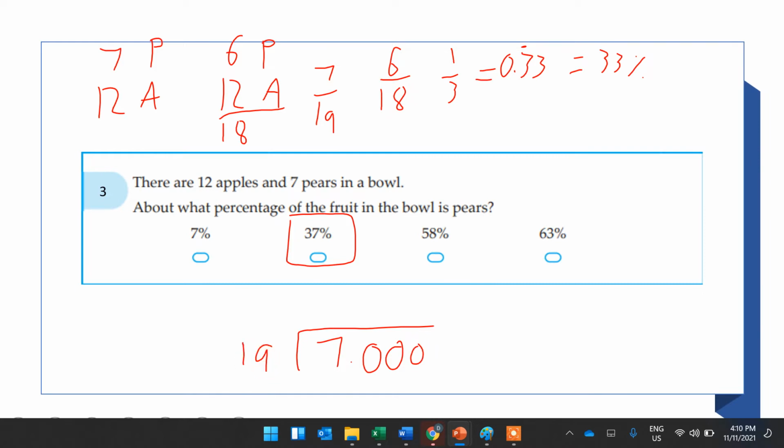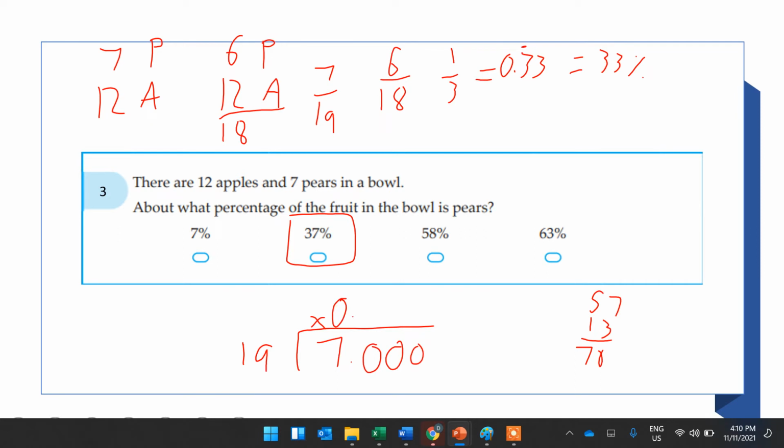19 into 7 doesn't work. 19 into 70, I know that 3 20s are 60, so I have to take 3 1s off that to make it 3 19s instead of 3 20s. The 3 19s I know are 57, which will give me 13 remainder to get to my 70. So that was 3.